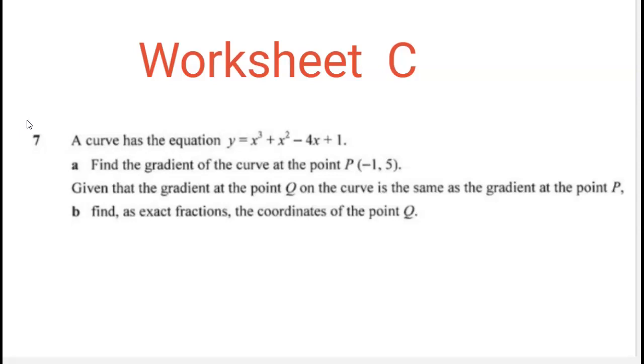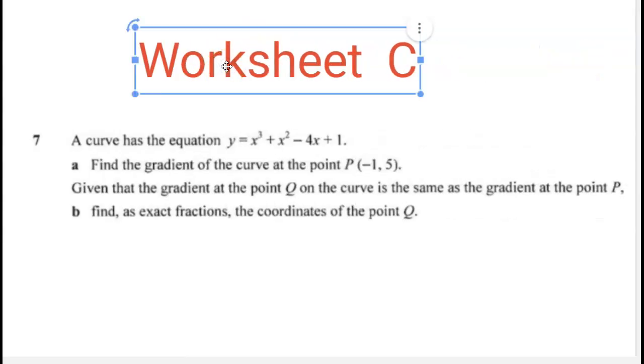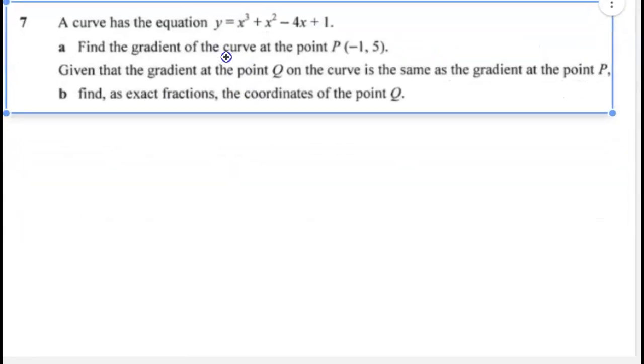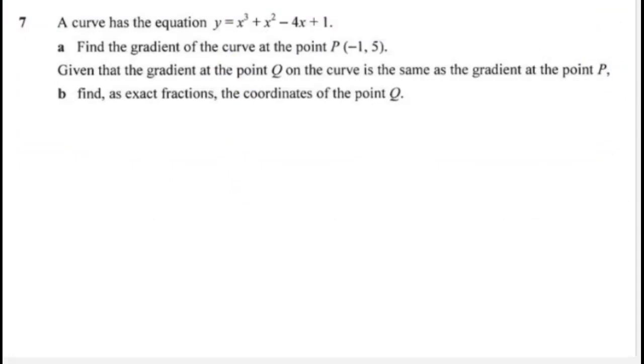Given that the gradient at point Q on the curve is the same as the gradient at point P, find as exact fractions the coordinates of the point Q. So how would we do that one? The first thing we will have a look at is to differentiate the curve. So let's find dy over dx.